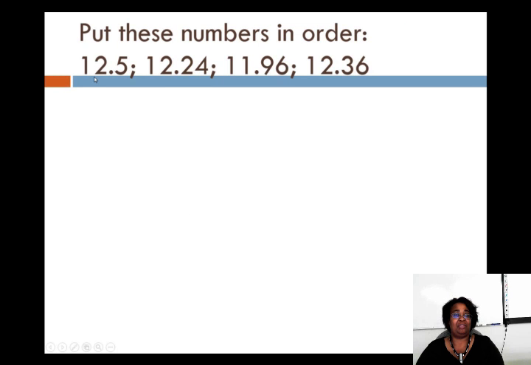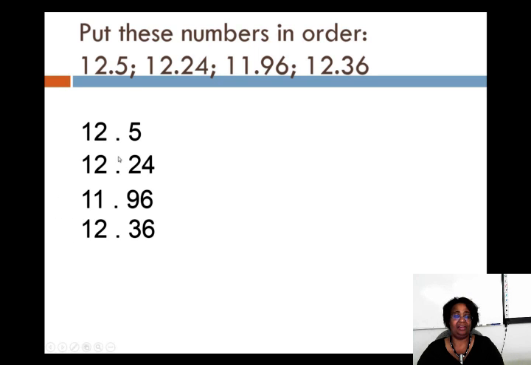So if I have these numbers, 12 and 5/10, 12 and 24 hundredths, 11 and 96 hundredths, and 12 and 36 hundredths, to use this strategy, I would just line them up. Notice, this has 2 decimal places, this has 2 decimal places, this has 2 decimal places, but the 5 doesn't. So you can put a 0 here because there's nothing next to it and it doesn't change its value. But vertically, they all look like they have the same number of digits.